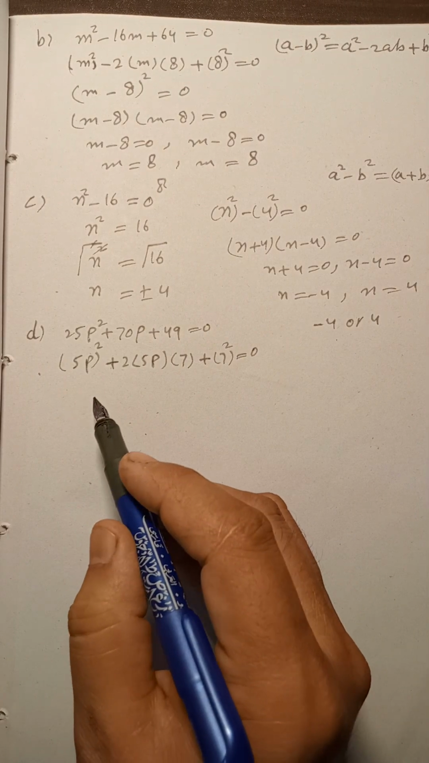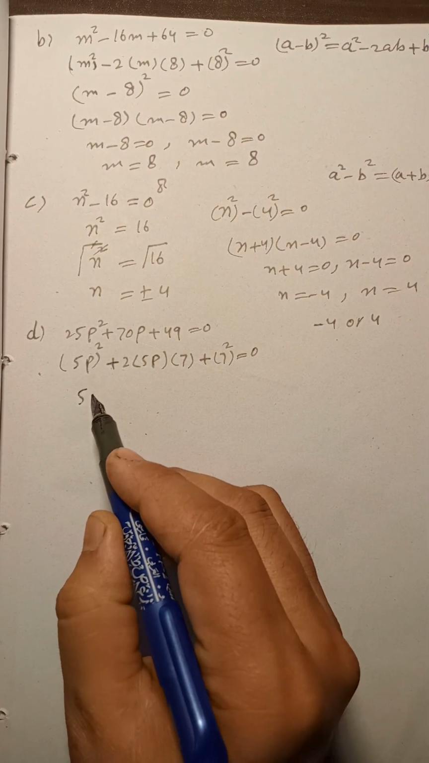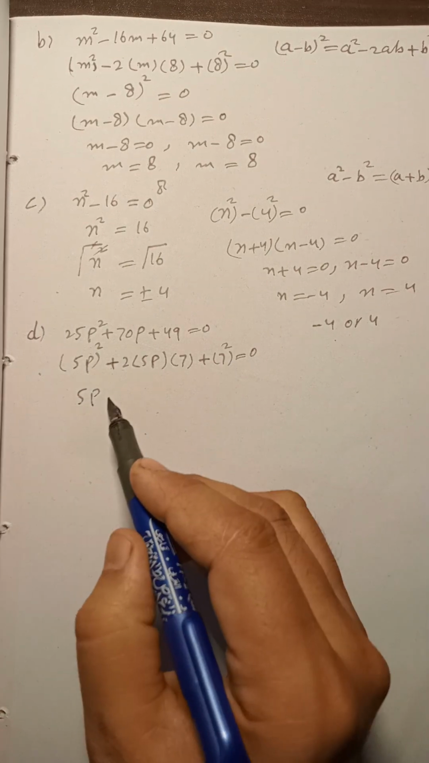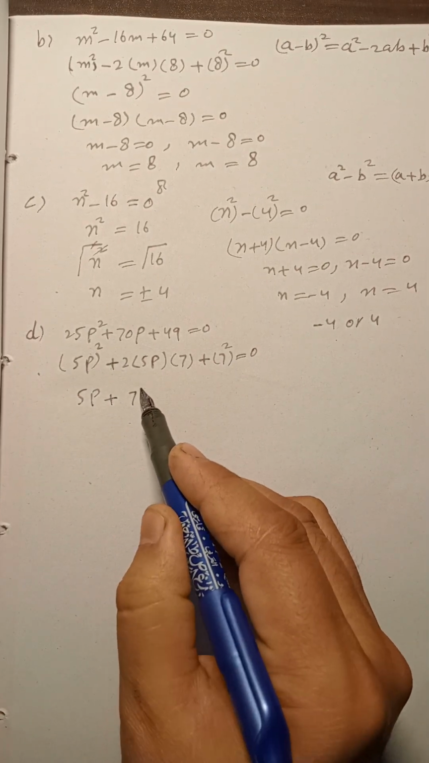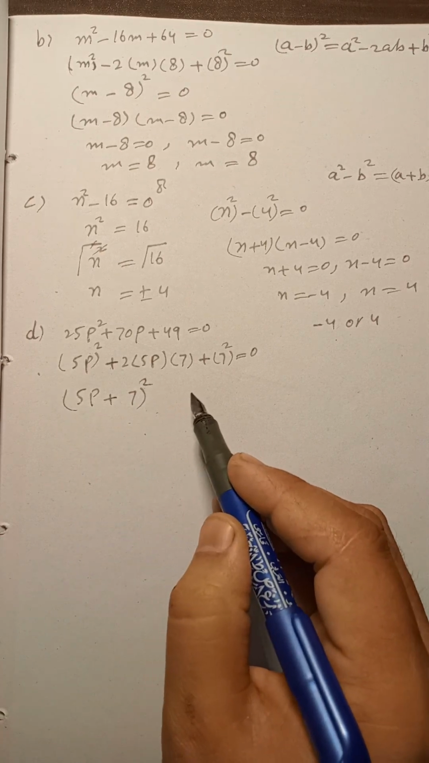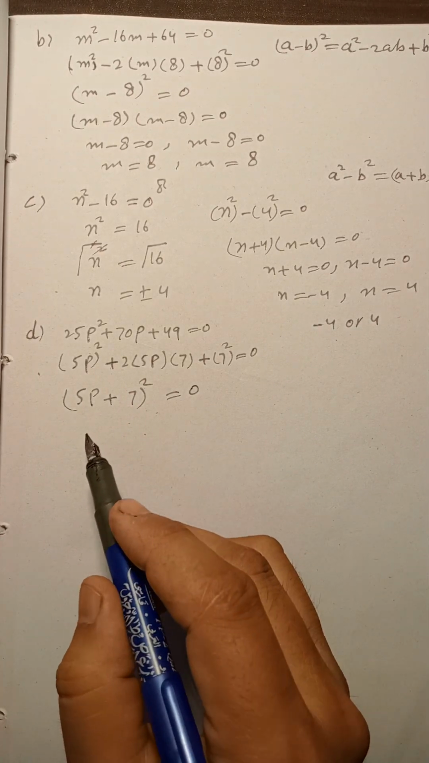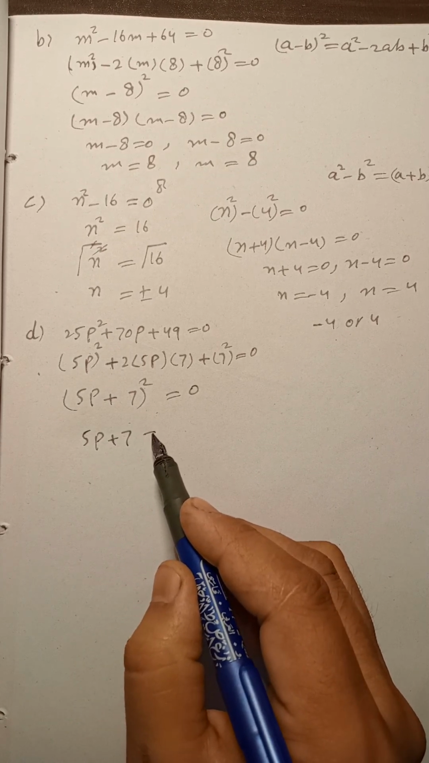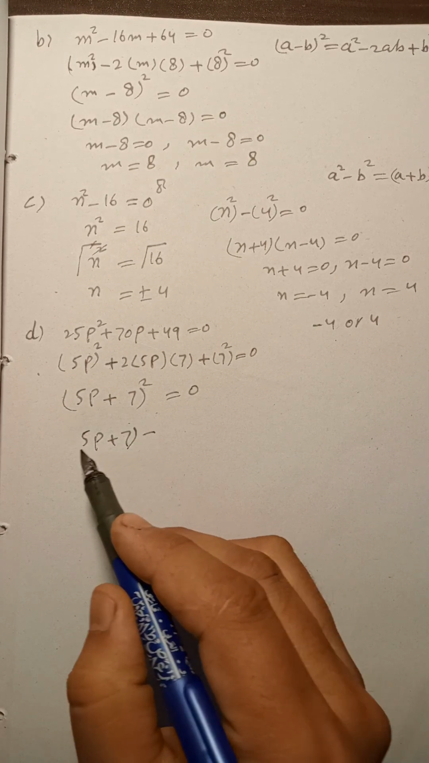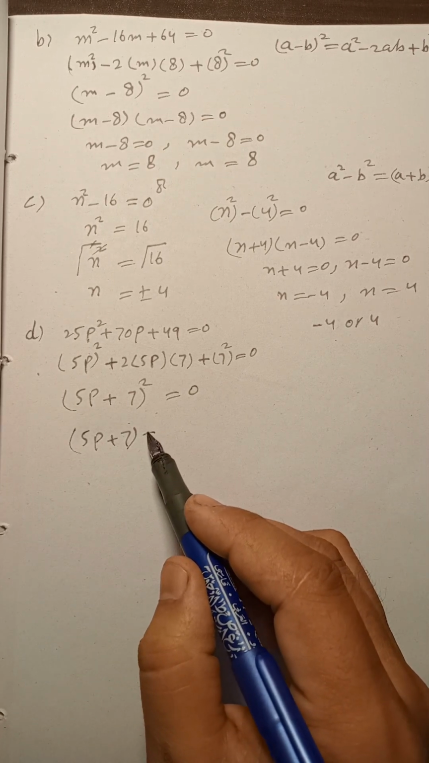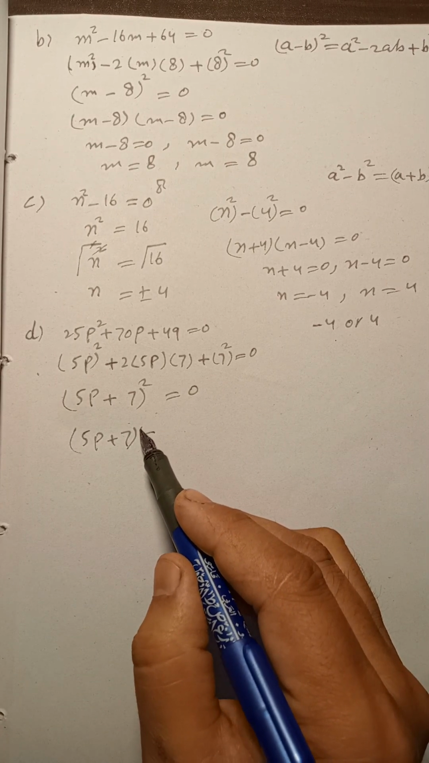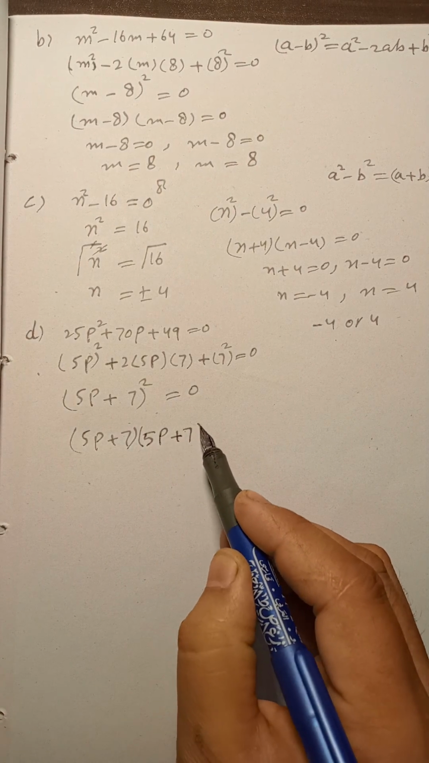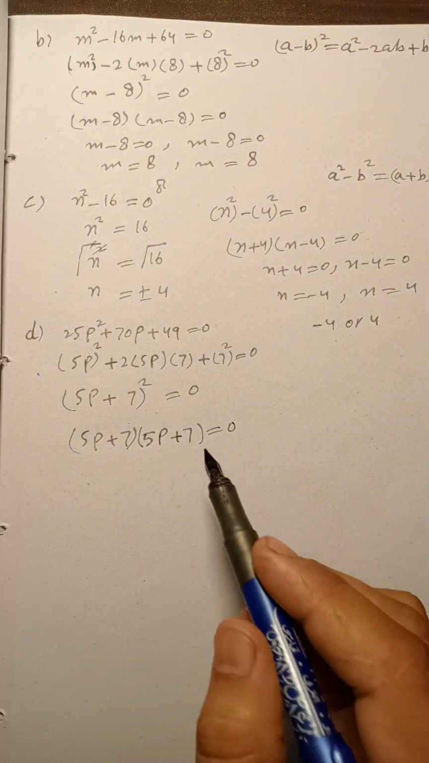We can move to the first step. So enclose it in the whole bracket, the a term and b term, whole square is equal to 0. Now write it 2 times, 5p plus 7 one time and 5p plus 7 another time.